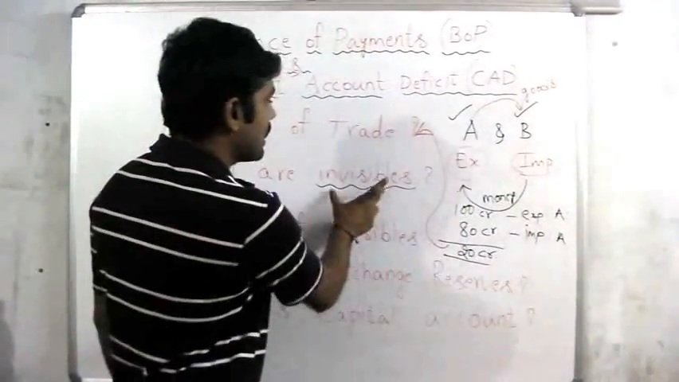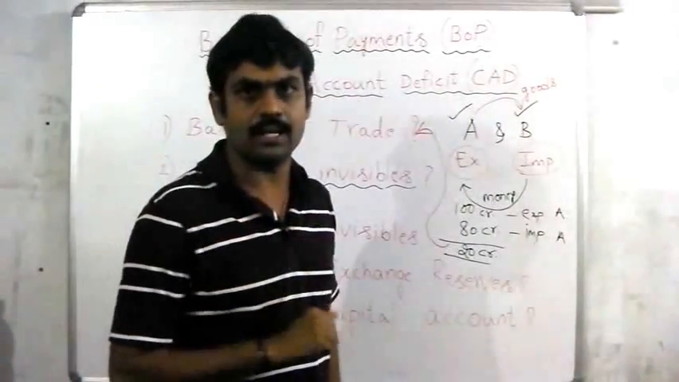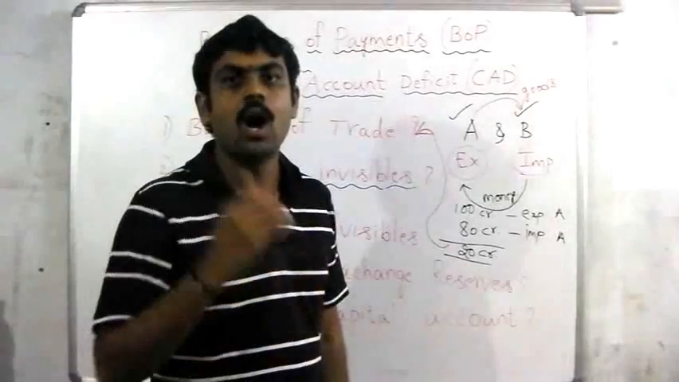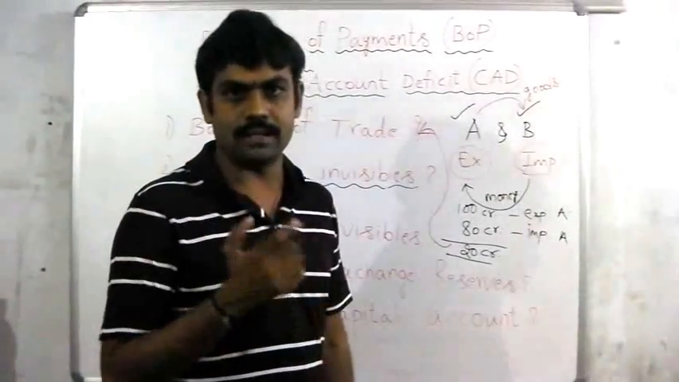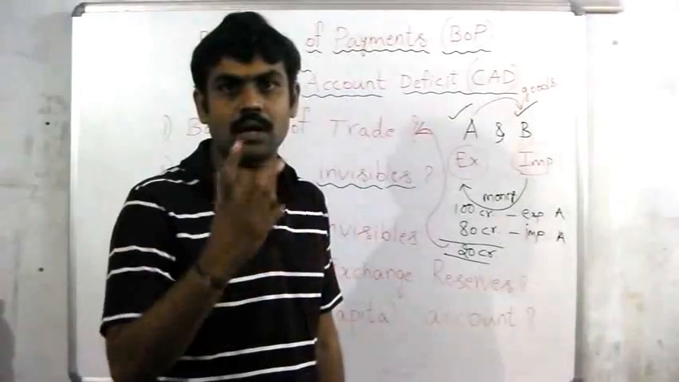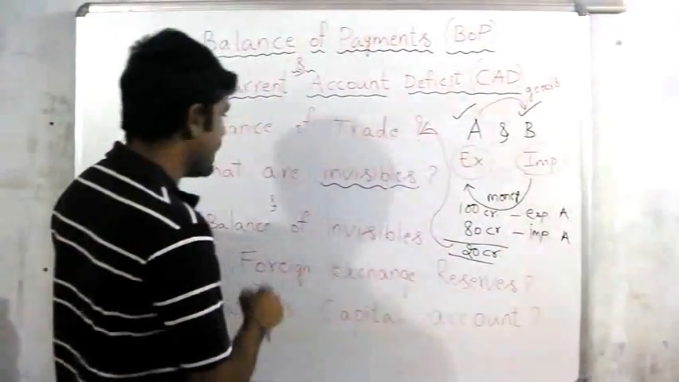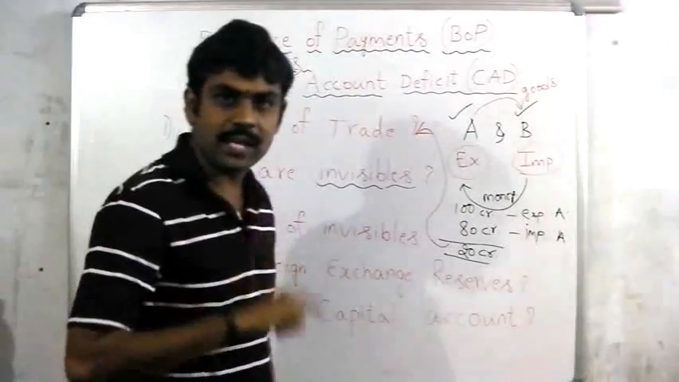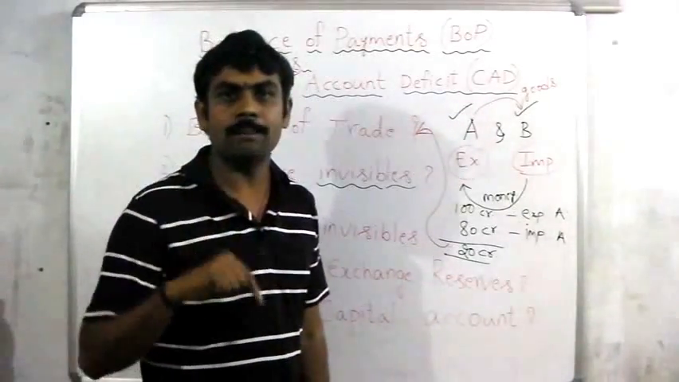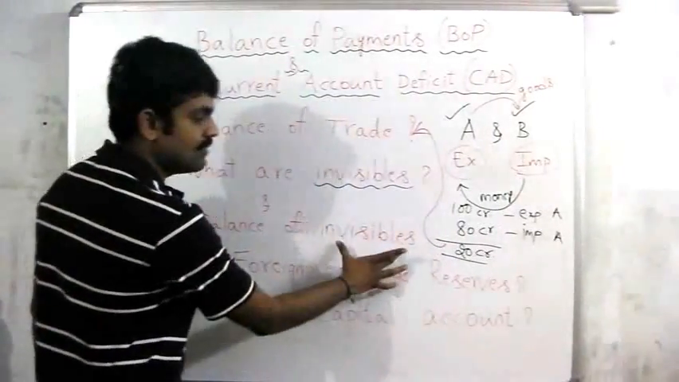So what are invisibles? Services are the invisibles here, and such services, when either exported or imported between the two countries, we cannot observe the transfer of either export or import physically, so we call them invisibles. Such a gap in either export of services or import of services is called the balance of invisibles.